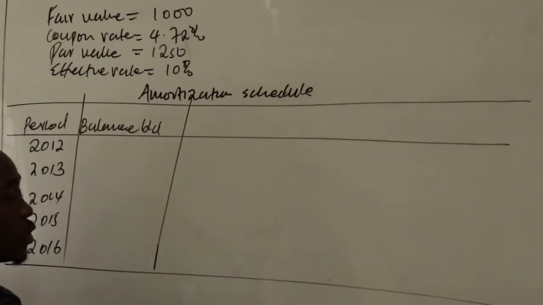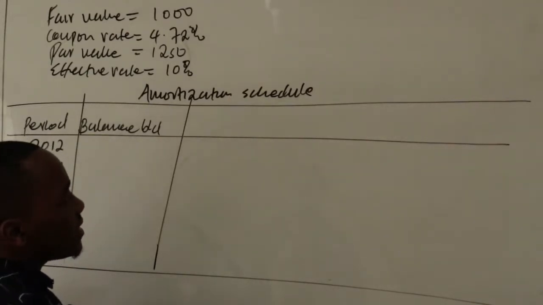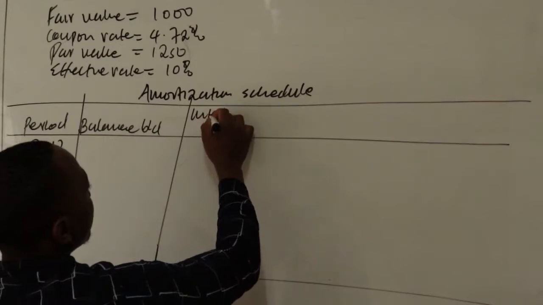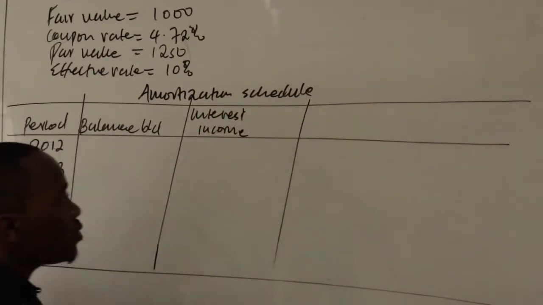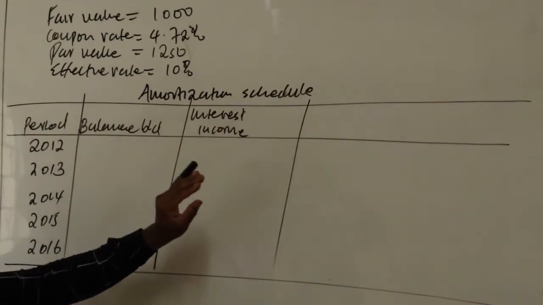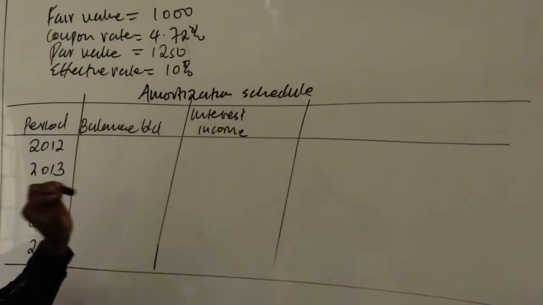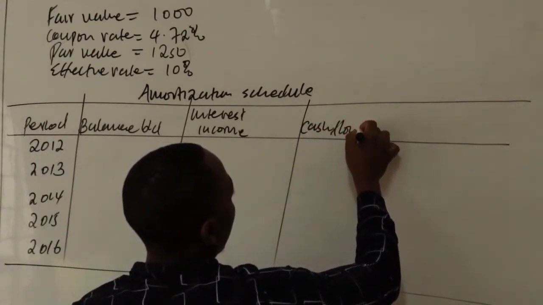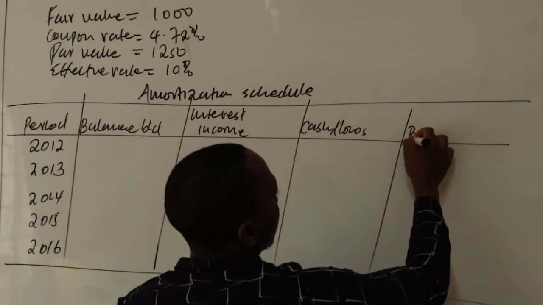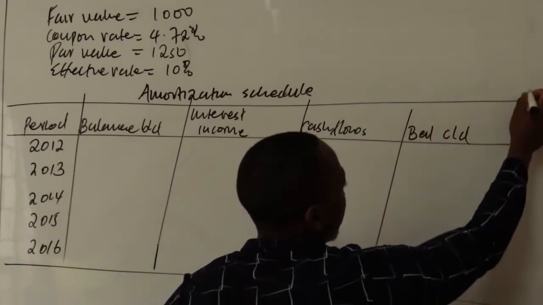Then, to him we have said that it's a financial asset. So therefore we determine the interest income. If it was a liability, you would have shown interest expense. So that's why it's very important to determine whether it's an asset or liability. And then you determine the cash flows. And then you get your balance carried down.